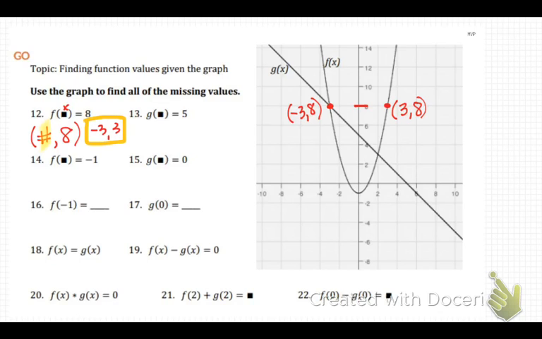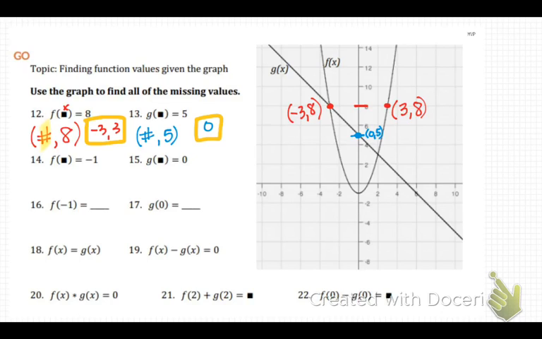Number 13 is similar. Am I looking for x or am I looking for y? I'm looking for x again. So I don't know what x is, but I know y is 5. So I'm going to go up to 5. And is G my parabola or my line? Is G the parabola or the line? The line. So when y is 5, what is this point right here? What is that point? 0, comma, 5. So then what's my x value? What's the answer for 13? 0.